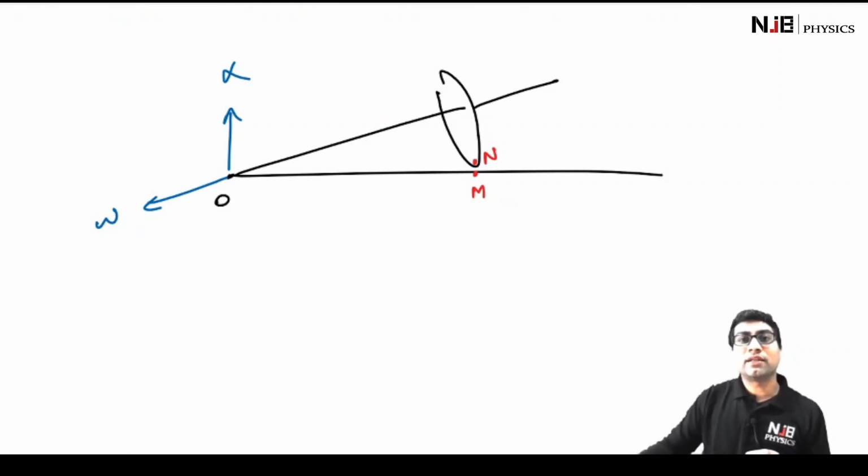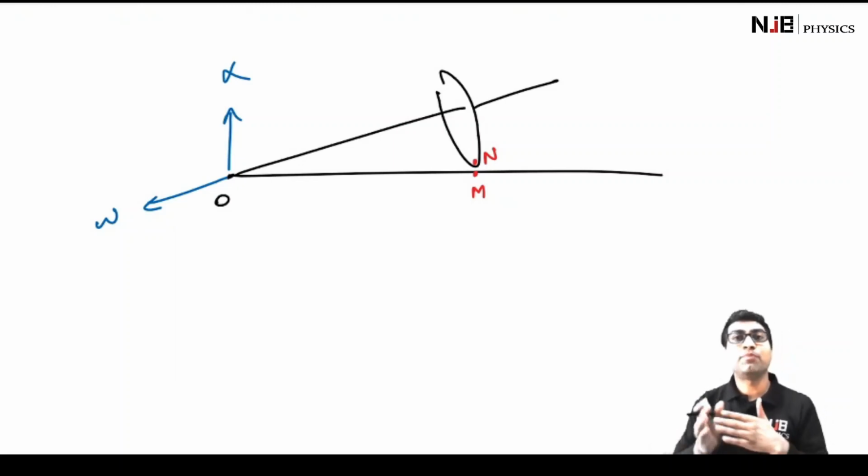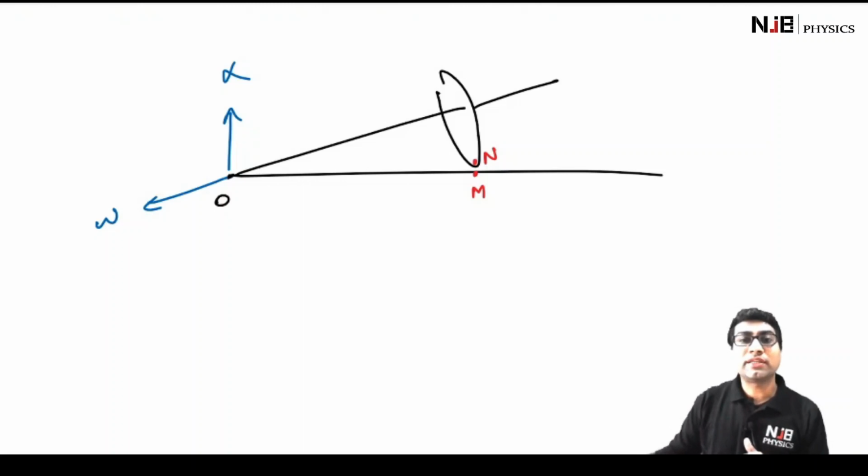So we know that the condition of pure rolling is that the points of contact, that is in this case M and N, should have zero relative velocity. That means if this point M is having zero velocity, which is obviously because it is on the ground, this point N should also have a zero velocity.